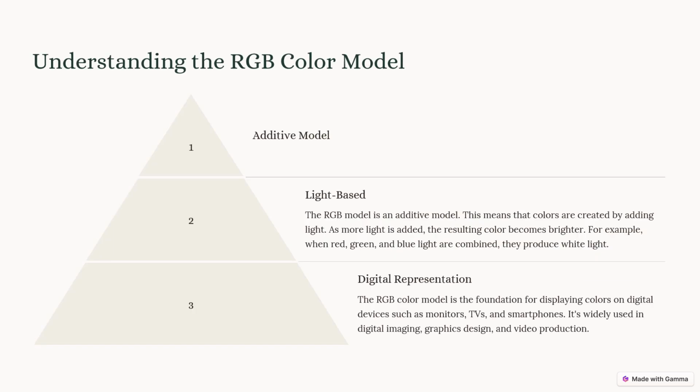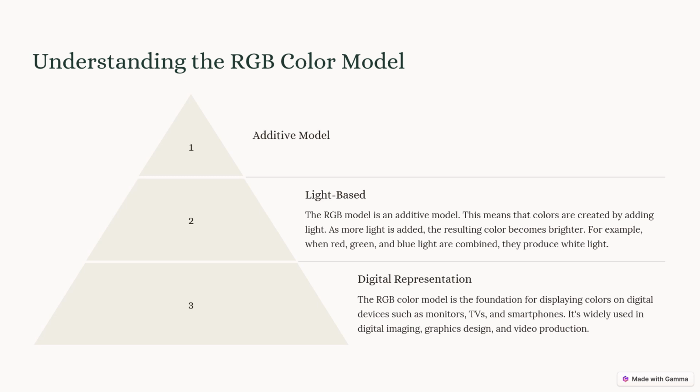Understanding the RGB color model. There are three layers. It is an additive model, a light-based model for digital representation. This means that colors are created by adding light. As more light is added, the resulting colors become brighter. For example, when red, green, and blue lights are combined, they produce white light.